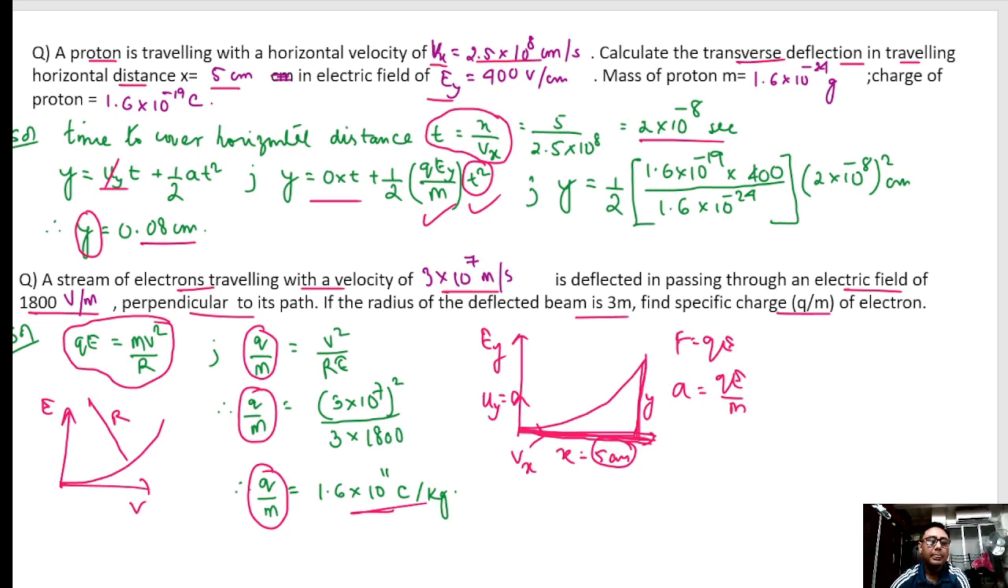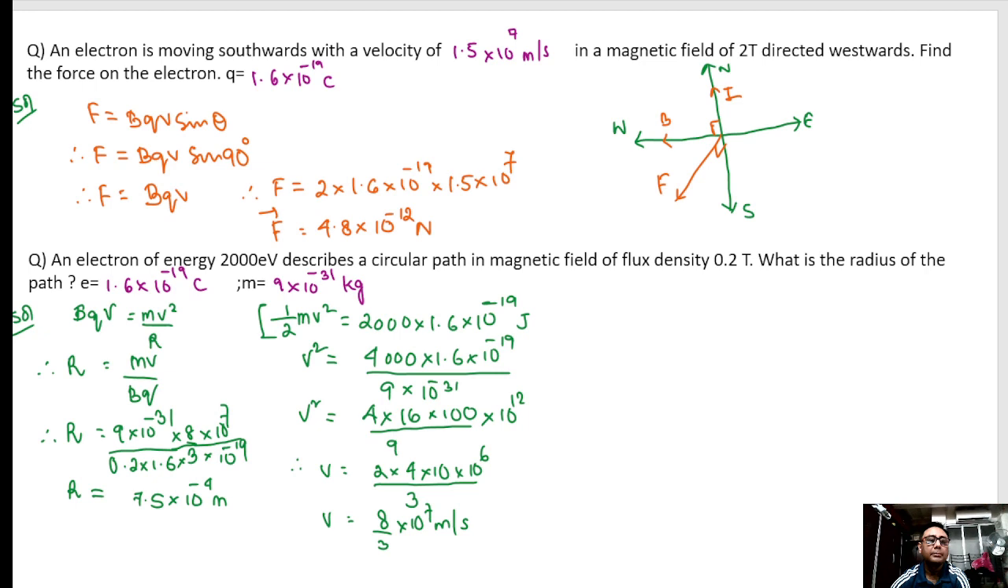Next, okay, an electron is moving. So friends, an electron is moving southwards. This is the electron moving southwards. Okay, velocity given, magnetic field directed westward. That means they are perpendicular, so they will make a circular path. Okay, so the force acting on the electron is BQV sin theta, and theta is 90 degree. We know that. So this is the force acting due to the magnetic field. We can find it.